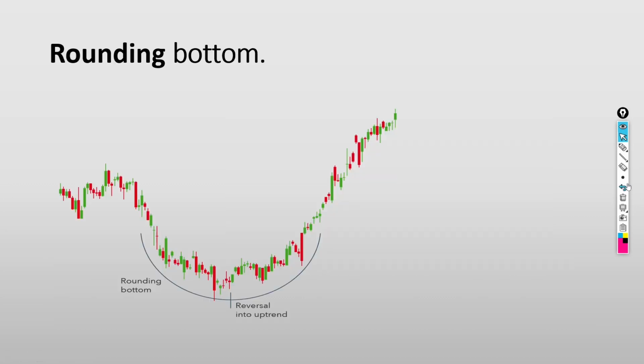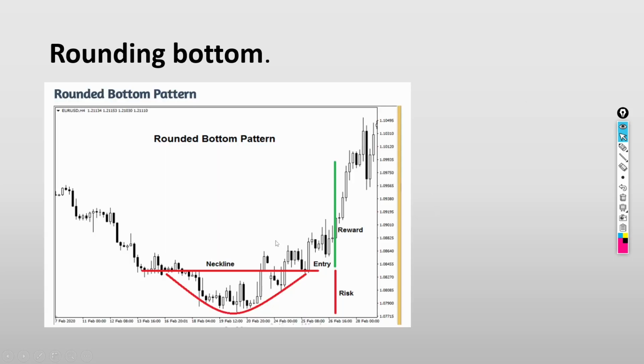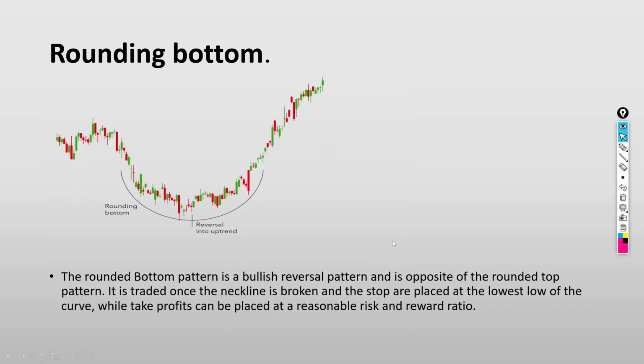So that's the rounding bottom. I think everyone can see it clearly. The price was in a clear downtrend, then it created this rounding form. And then after the break of this neckline, we would have entered from here and caught the wave. That's the rounding bottom, the opposite of the rounding top. So that's how the rounding bottom looks on a candle chart.